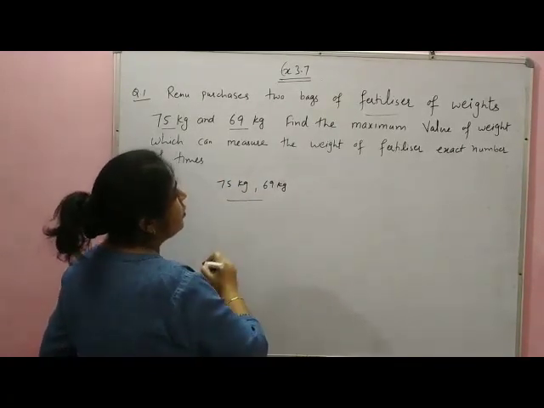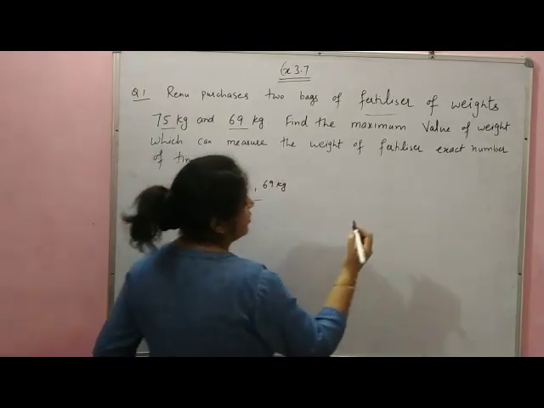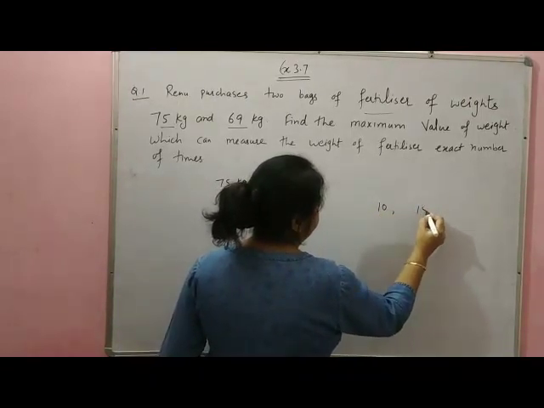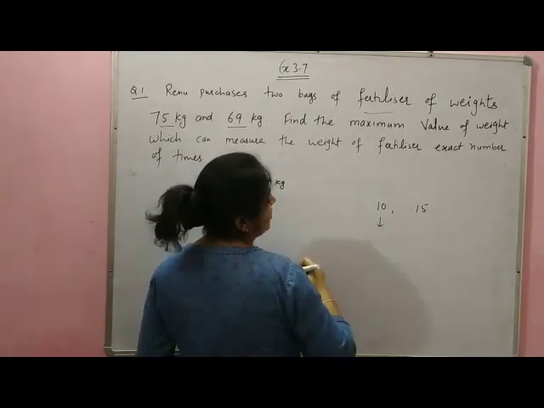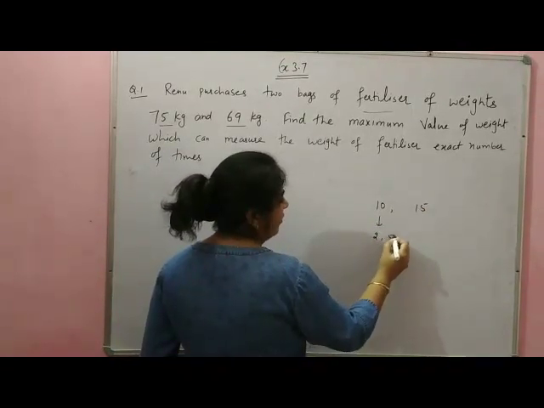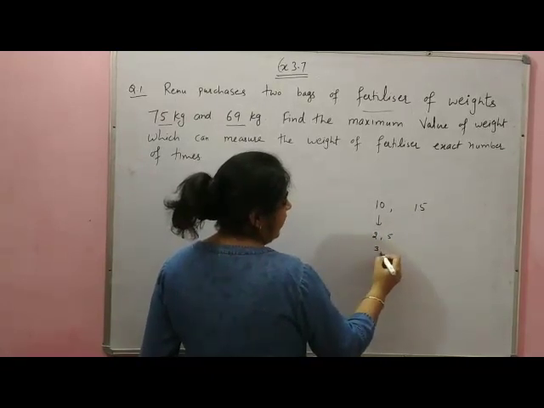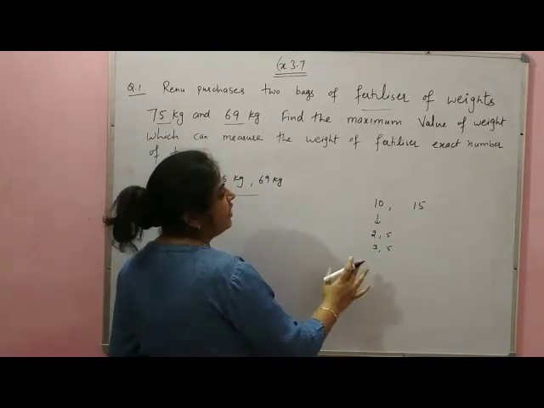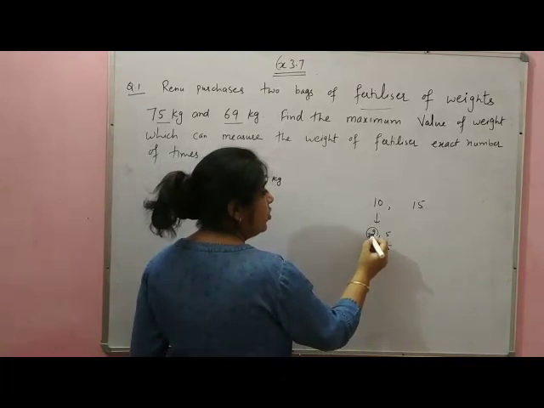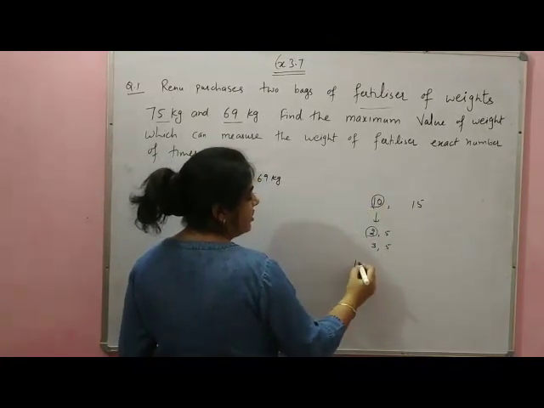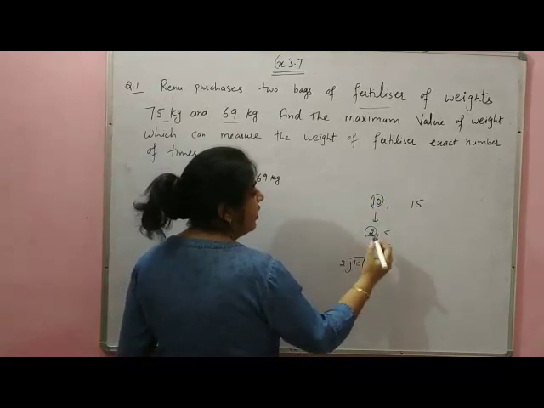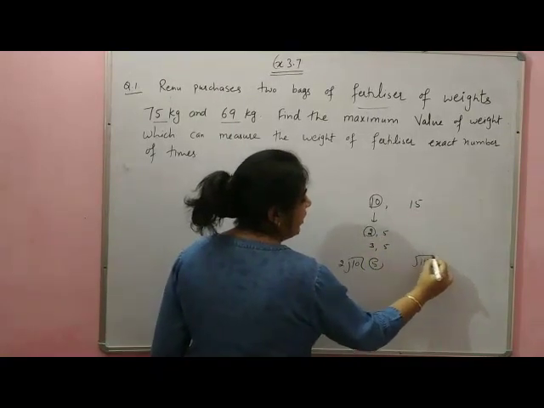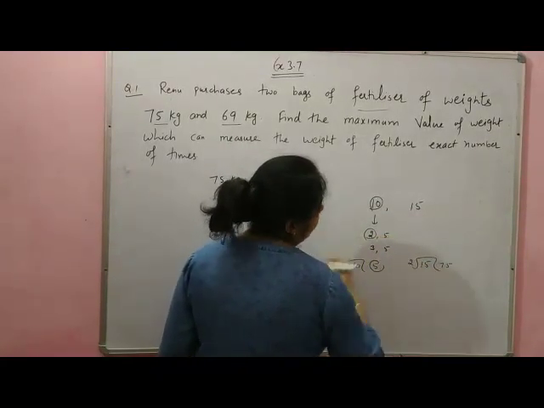First we will understand the concept: what is the meaning of exact number of times. Just suppose we have 2 numbers, 10 and 15. The factors of 10 are 2 and 5. The factors of 15 are 3 and 5. And 1 is a factor of each number, as we know. It means 1 can divide every number. Now see, 2 divides 10 exactly, because 10 divided by 2 gives the value 5. But 15 divided by 2 will not give a natural number; it gives 7.5.